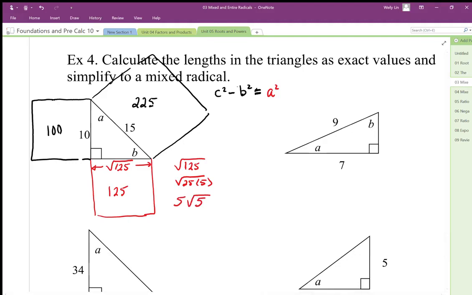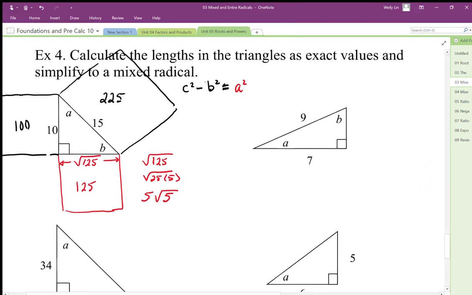So when we talk about exact values, we don't want decimals. We don't want to be using our calculators to get decimal values here. So we'll do the same thing here.